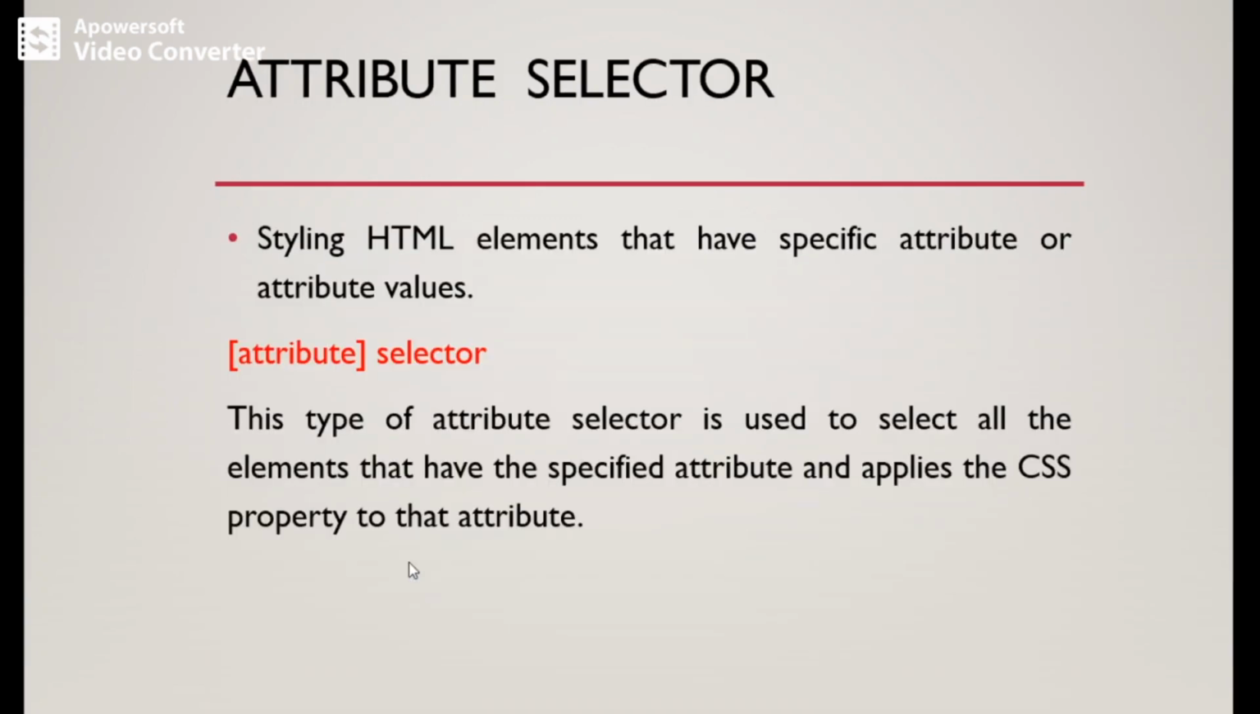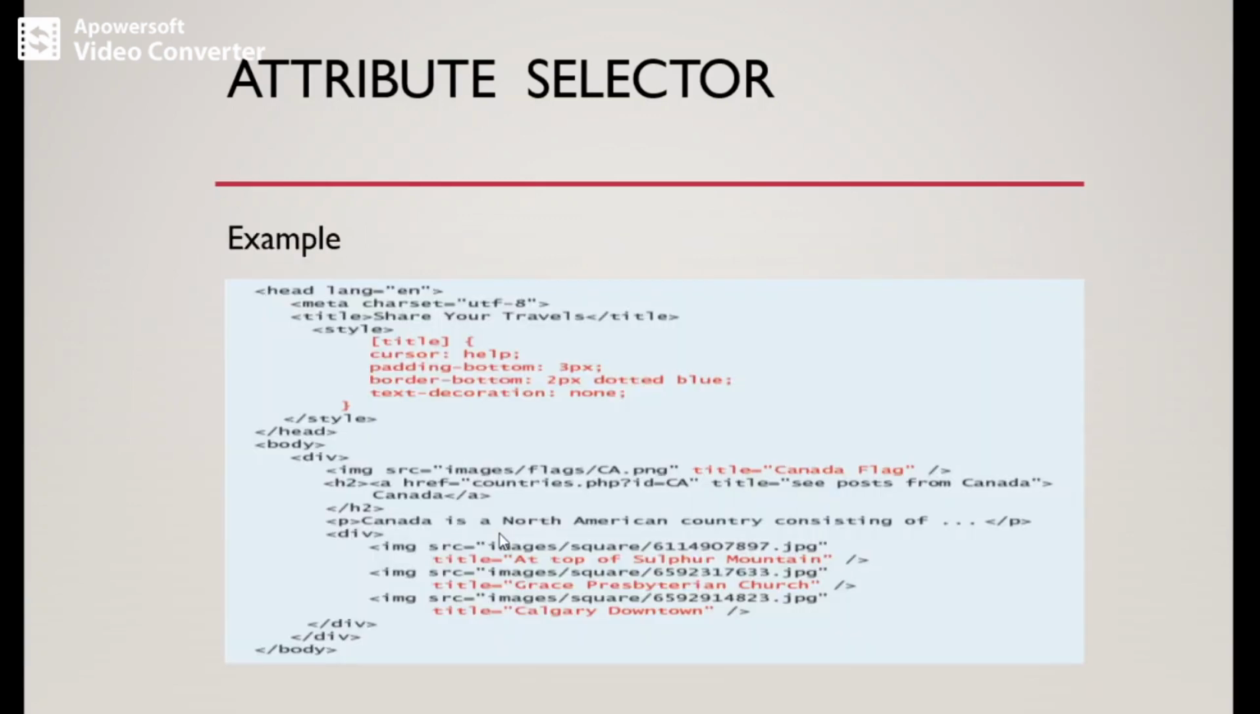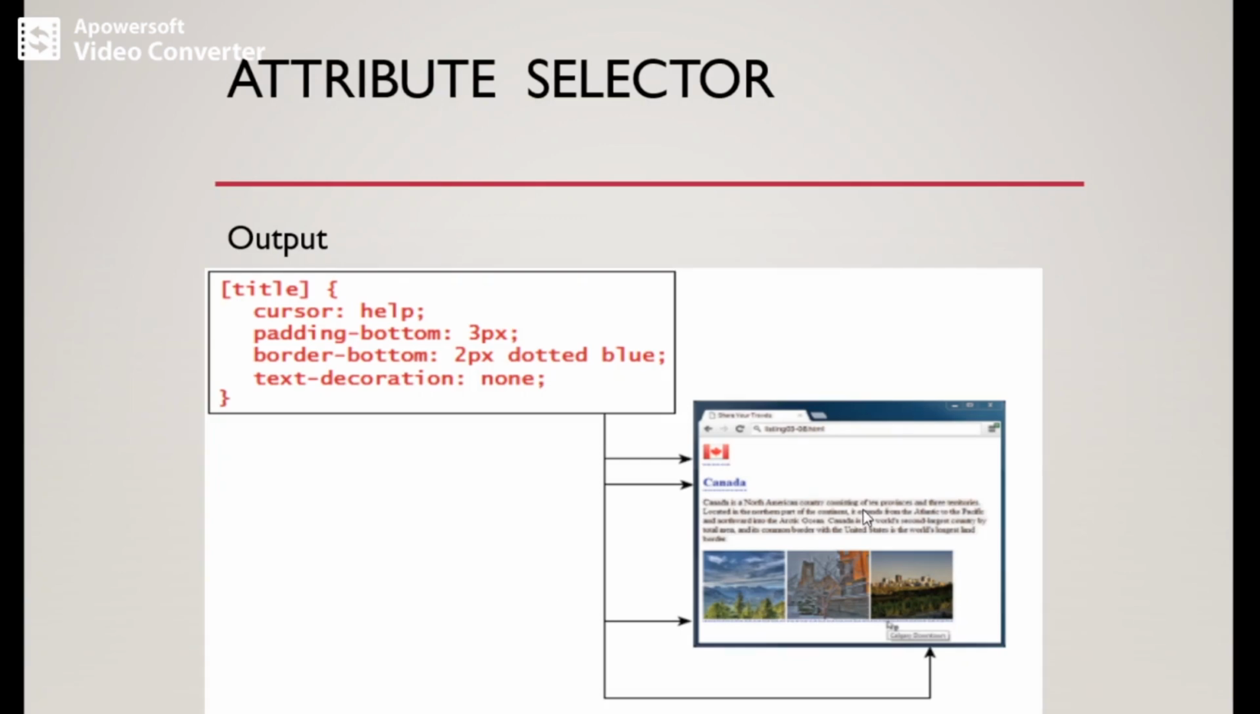Next, the attribute selector, for styling HTML elements that have a specific attribute or attribute value. Based on this attribute, it is going to select all the elements that have the specified attribute and apply the CSS styling. You can look at this example. Your attribute name is title. So these are the stylings being applied. This is your attribute selector. Now, wherever in your code you have specified this attribute title, it will automatically be set with all these styles. You can see here, it appears in this way.